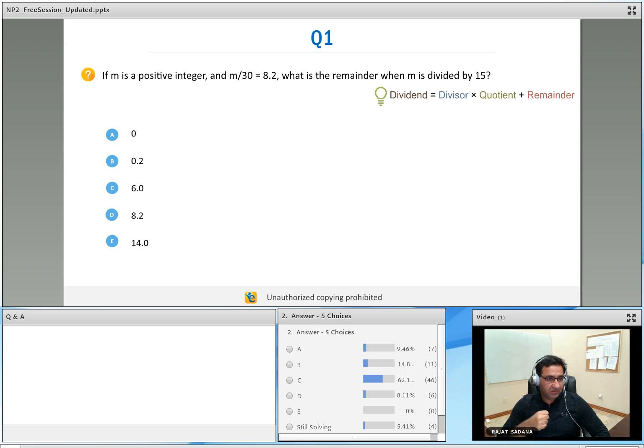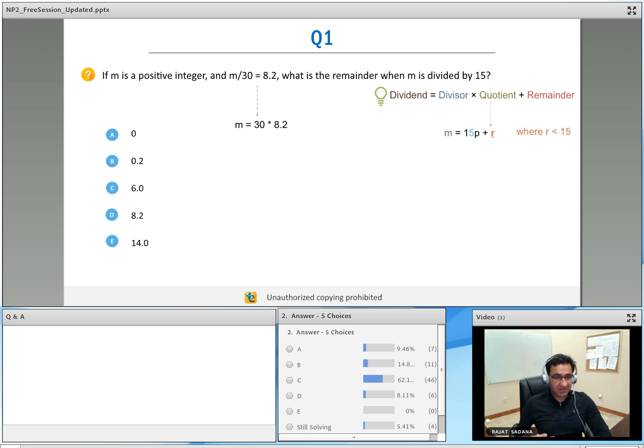So what does the question say? The question says m is a positive integer and m by 30 is this decimal 8.2. And then it says, what's the remainder when you divide m by 15? So essentially what we need to do is express m in terms of 15p plus r, where r has to be, of course, less than 15. That's the constraint that we have. So given the information, what can we express m as?